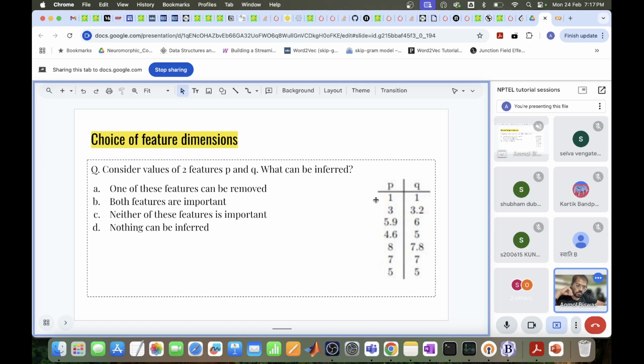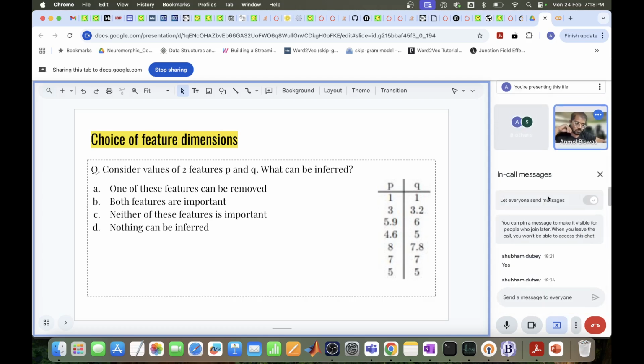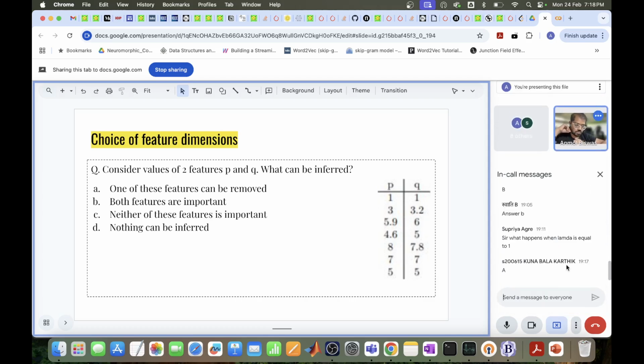So the first sample you get 1 for both, then you get 3 and 3.2, 5.96, 4.6 and 5, and so on and so forth, right? So the question here is, do we get some additional information by considering both of these features, or do we not, in which case we can remove one of these features, right? It's a very simple question. All you need to do is visual inspection, and the answer should be very straightforward.